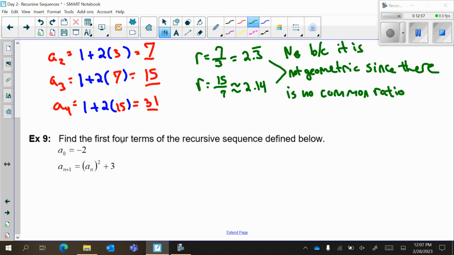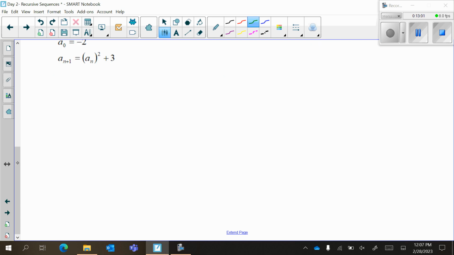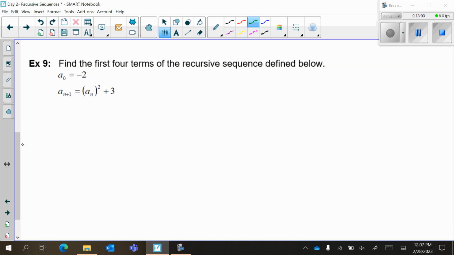So they want you to find the first 4 terms of the recursive sequence. Well, they already gave us the first of the 4. They gave you a sub 0 equals -2. Then we have a sub 1, a sub 2, a sub 3. That would be the first 4 terms, not the next 4. The next 4 would be from a sub 1 to a sub 4, what comes after. Now, your pattern is to square it and add 3.